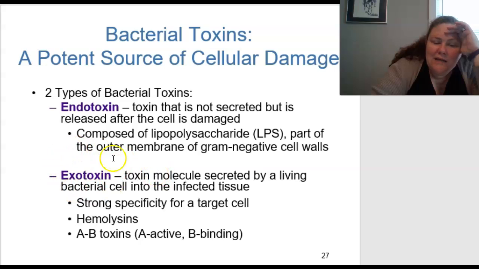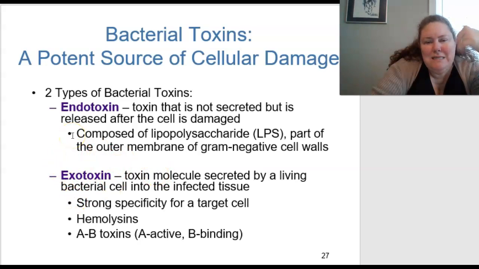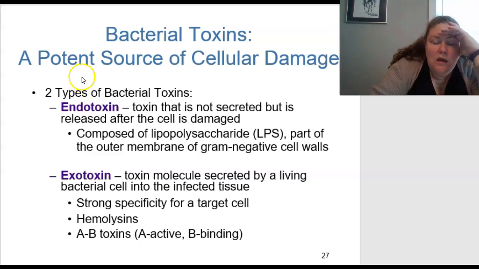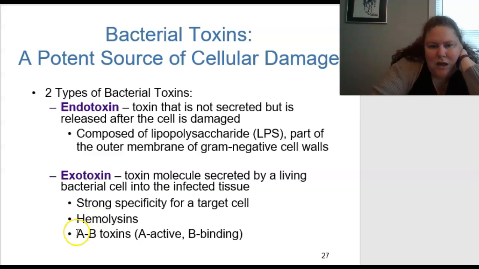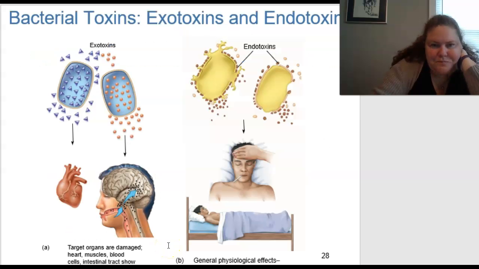We then have the exotoxins. So remember, endo means in, exo means out, okay? And then toxin is going to be toxic, okay? So the exotoxins are toxin molecules that are secreted by a living bacterial cell into the infected tissue. So there's a strong specificity for a target cell. They are hemolysins, so they're going to be lysing blood, or hemo, right? Blood is hemo. We also have AB toxins, and A stands for active and B stands for binding.